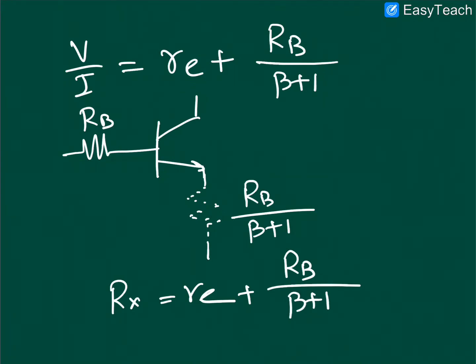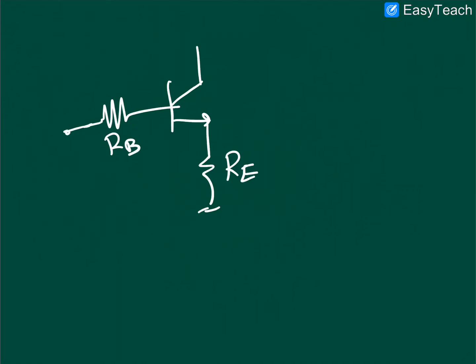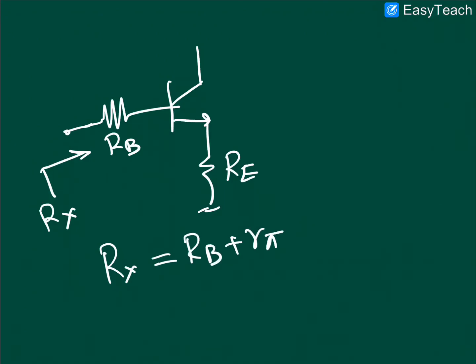Similarly, you can say that if there is a resistance RE over here, and let us assume RB is over here, consider the effective resistance looking at this terminal, that is Rx. What is Rx? If you just imagine the small signal pi model, RB is there and r pi is there. In addition to that, this RE will reflect over here as a small resistance, that is RE divided by beta plus 1.